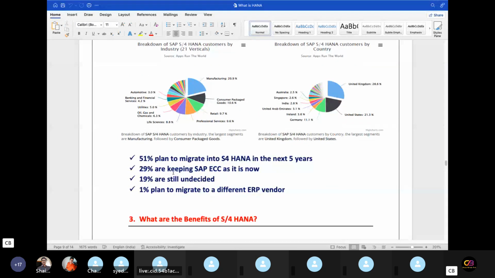and you can look at this. So 51% plan to migrate to SAP S4HANA in next 5 years. So ECC version last date is 2027. So after 2027, SAP is not providing any support to the customers. So it's a customer risk. They want to continue ECC version up to 2030. Okay, up to 2030. That means the last date given by SAP for ECC version is 2031.